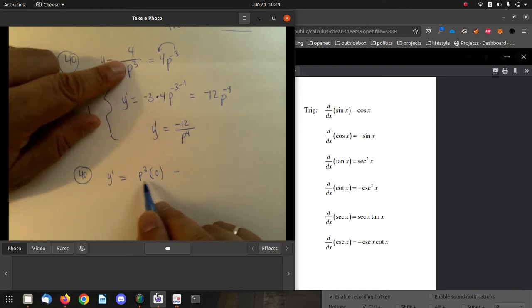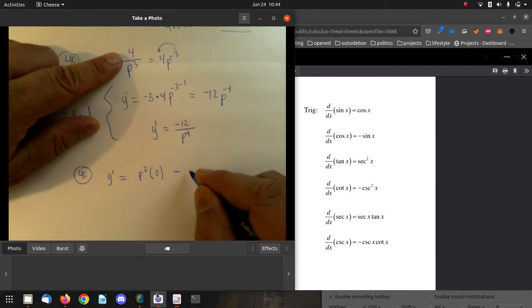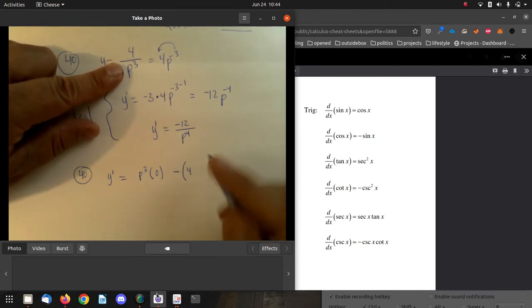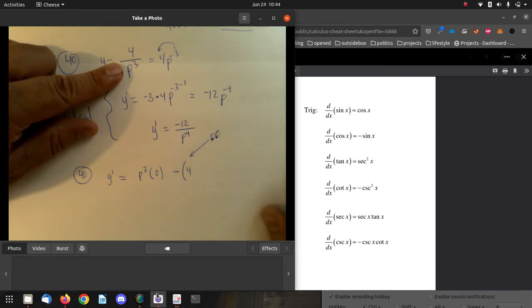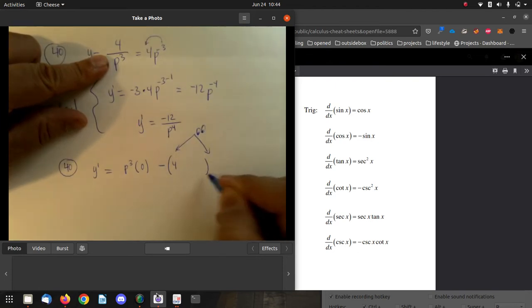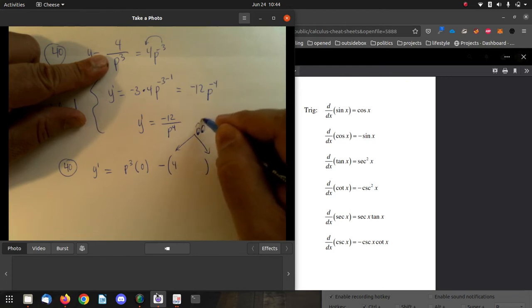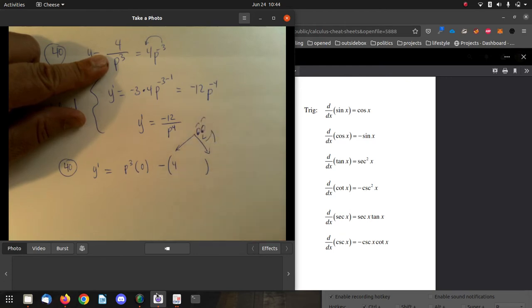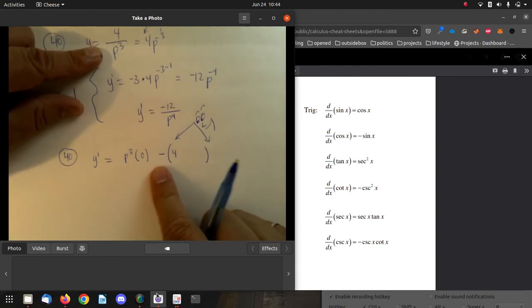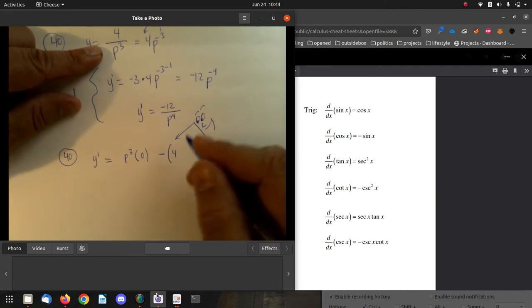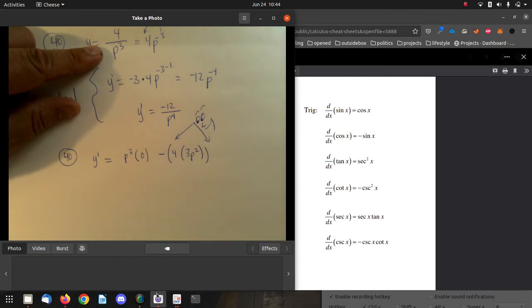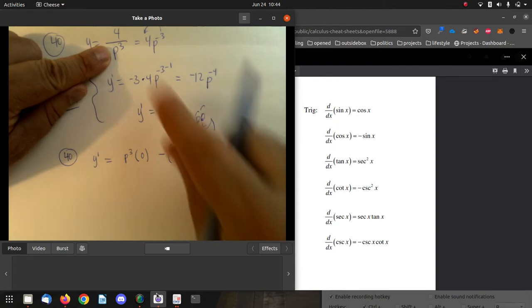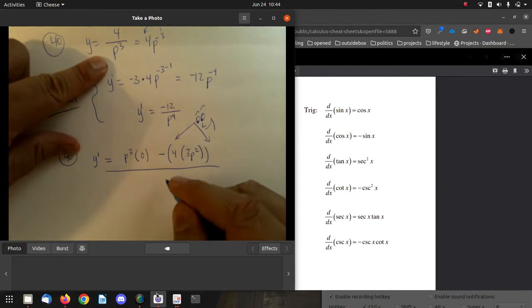So denominator times derivative of the numerator minus numerator. Okay, and put parentheses here, always. Super important. I'm just going to put eyes on it, on these guys. Always have parentheses. It's so important. All right, so denominator times derivative of the numerator minus numerator times derivative of the denominator. 3p squared is the derivative of p cubed, over denominator squared.